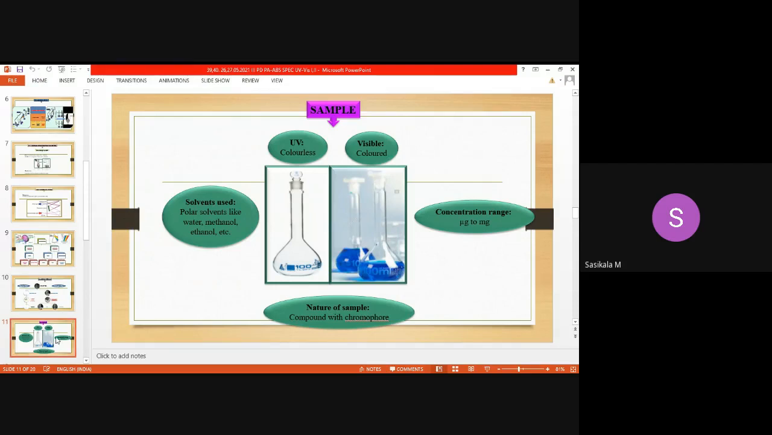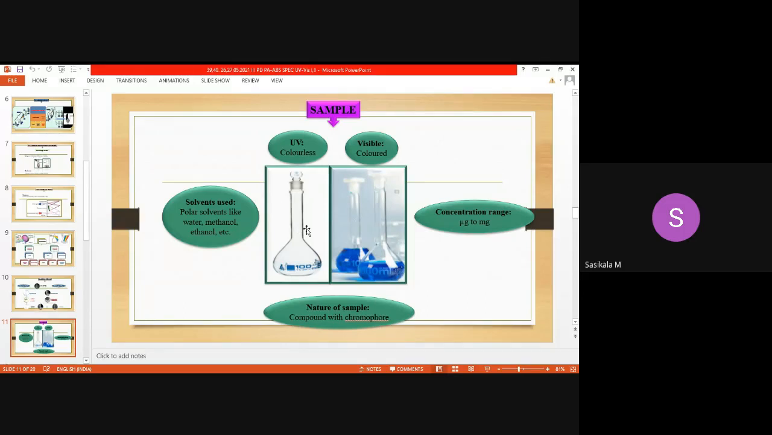So you need to know the cutoff wavelength of the solvent, and it should not interfere with your sample absorbance. Likewise, after knowing that, you need to select the solvent from the polar category. Mostly water, methanol, and ethanol will be compatible with any sample. So we can prefer these polar solvents. This is how we need to select the solvent.